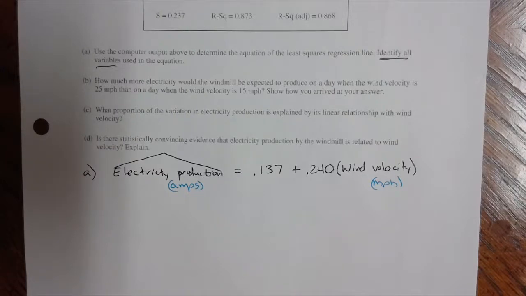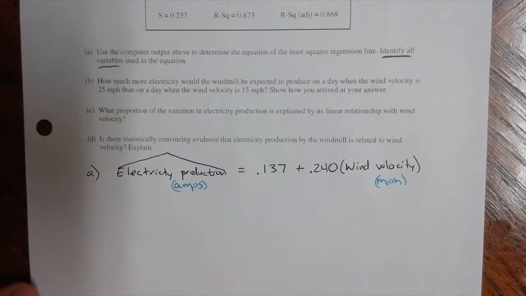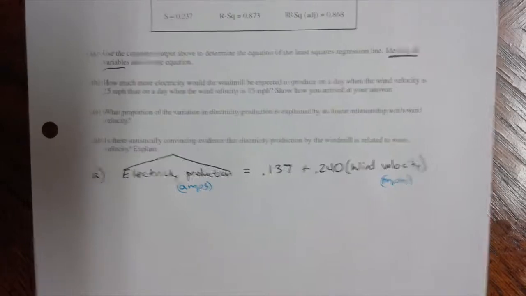And then the next part looks at the equation. I guess there's a couple of ways to approach this one. It says how much more electricity would the windmill be expected to produce on a day when the wind velocity is 25 miles per hour than on a day when the wind is 15 miles per hour, and show how you arrived at your answer. I think there's two really good ways to go about this one.